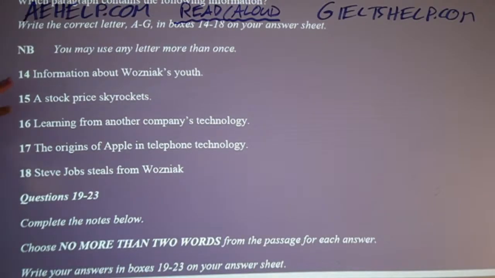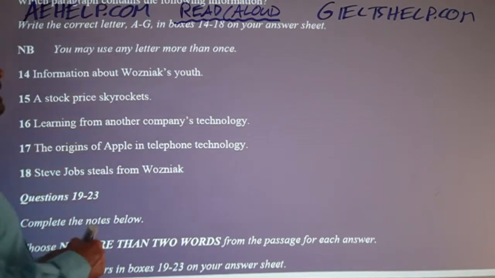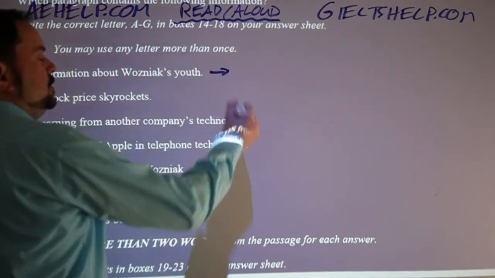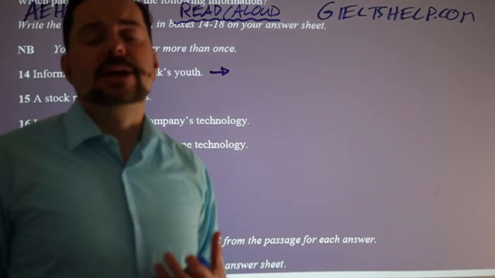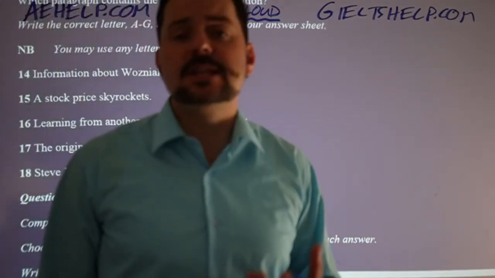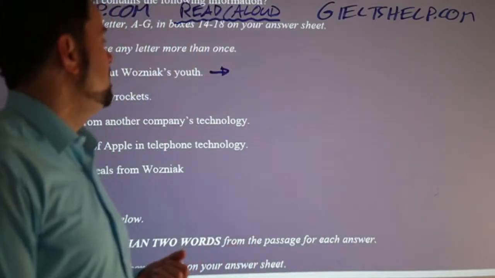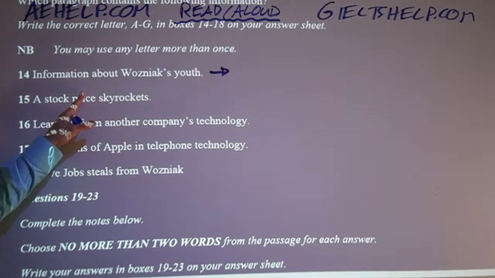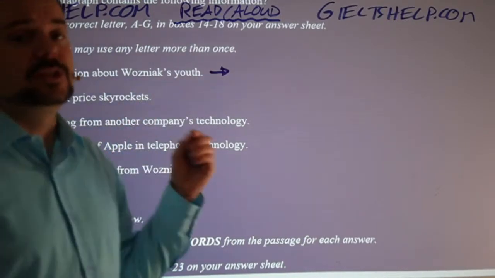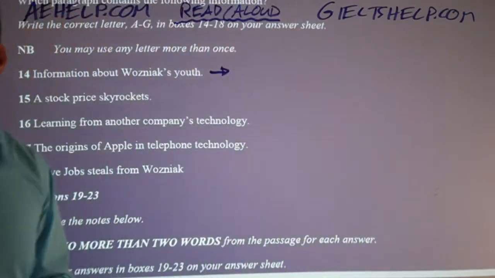Number 14, information about Wozniak's youth. All right, so when you're studying this at home, a really good strategy with this type of question is to paraphrase the question. Now, you cannot skim or scan for these types of questions because maybe this is in the last paragraph and you have to skim read the whole passage just to get one answer. So that doesn't work, okay? So you have to read the passage. You have to read it correctly, okay?